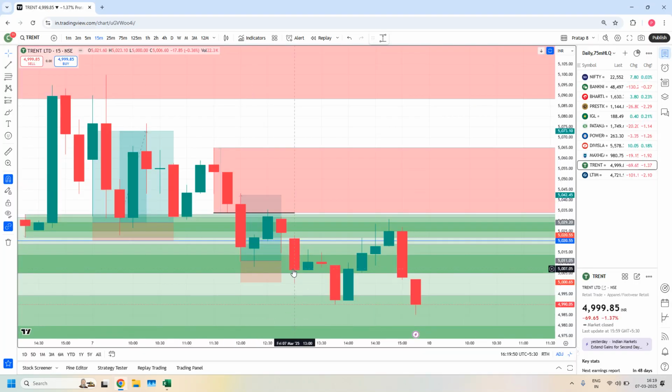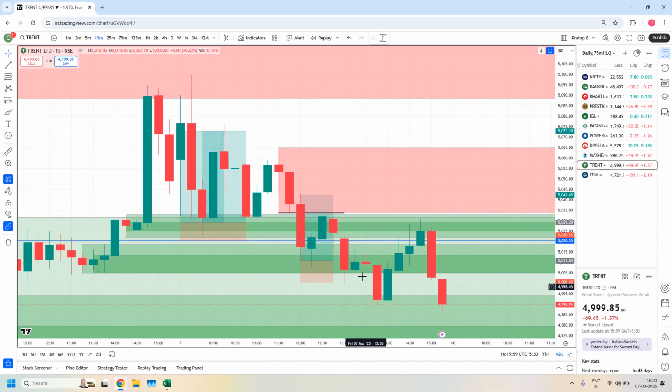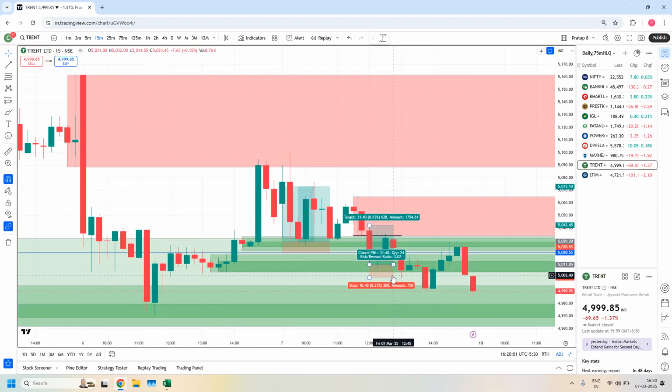This zone is violated because I already came somewhat close to the distal line. Maybe this time it is fully violated here. First pierced and then fully violated. But below we have a high liquidity zone, right? But prices did not come. Otherwise we would have got again a very good profit.